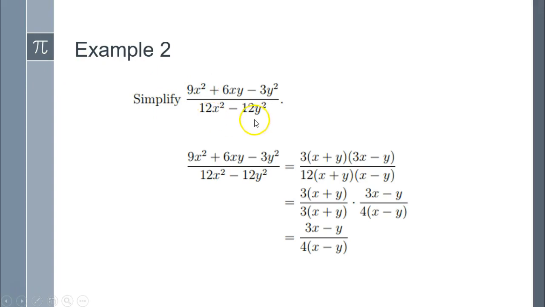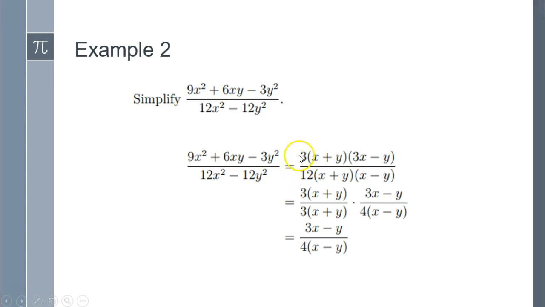I can take a 12 out of each term, so I get 12, and that'll leave me with x squared minus y squared. The difference of two squares factors as x plus y times x minus y. Now I see I have a 3 over 12, and some of you learn to do this as, 3 goes into 3 once, so I'll write a 1 up there. 3 goes into 12 4 times, so I'll write a 4 down there. You can do it that way.